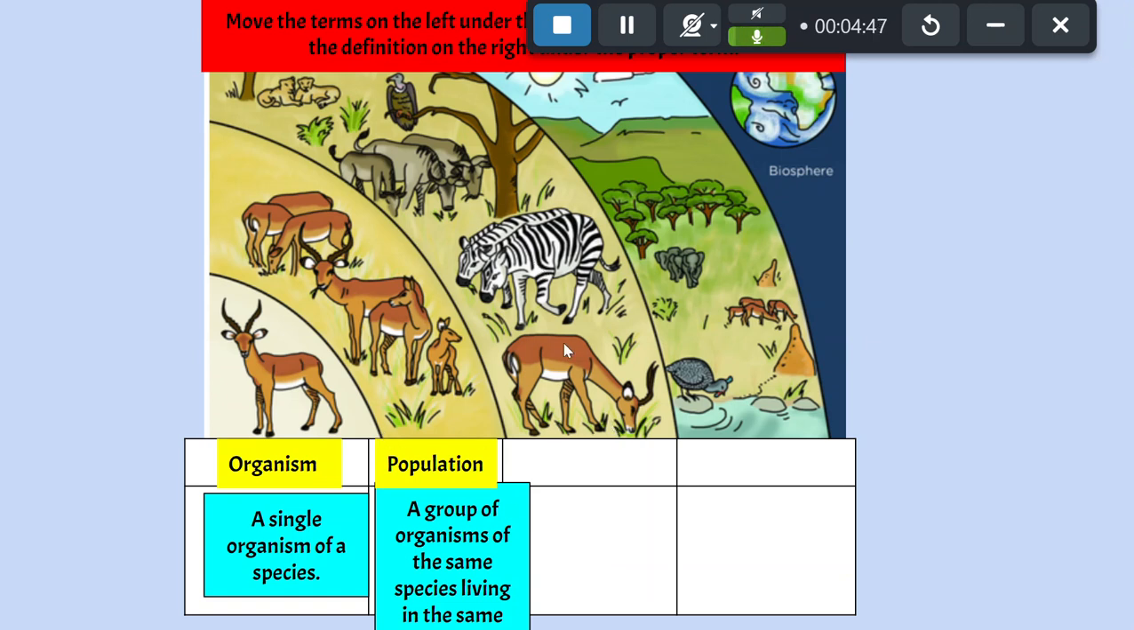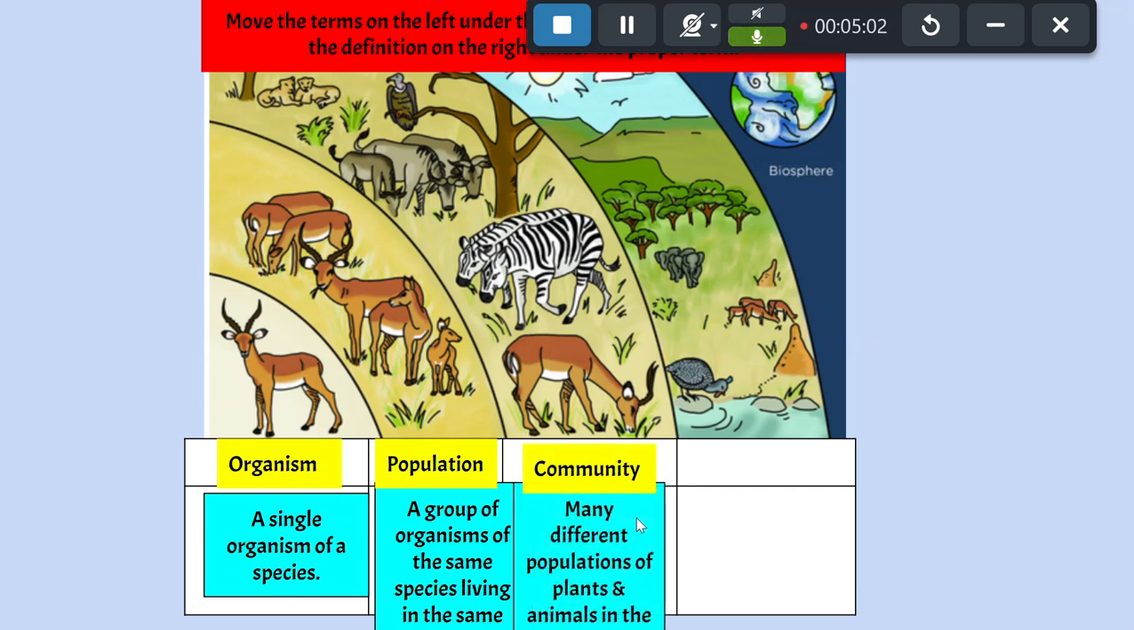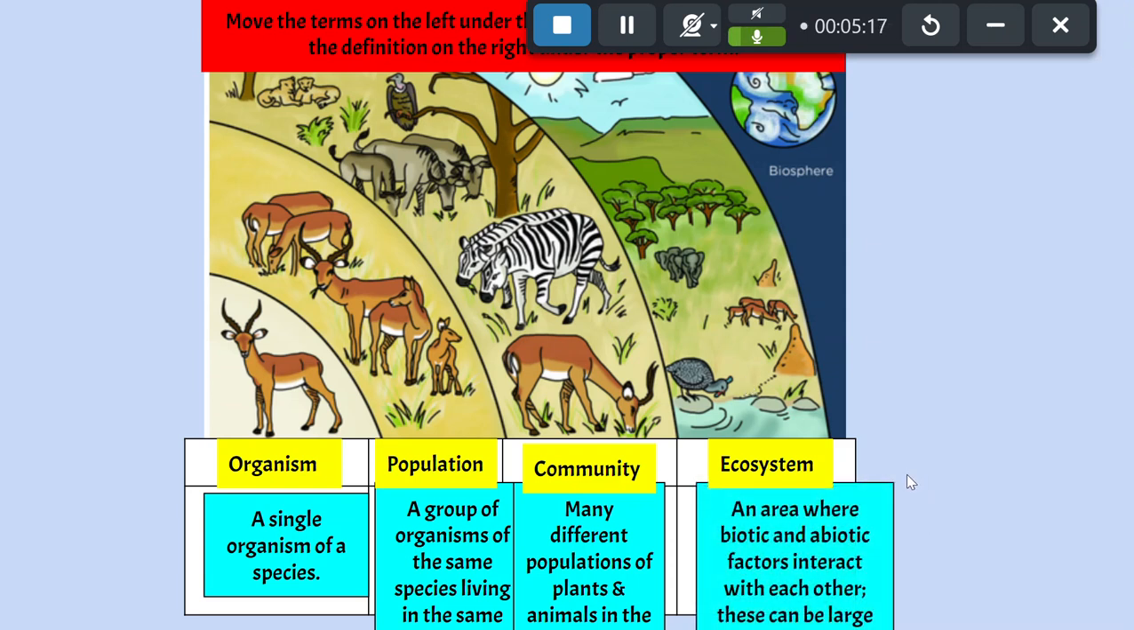Over here, you can see that I have an antelope and some zebras and whatever those are, and a vulture and some lions. So those might be hyenas, I'm not sure. So if I click on this, since I have multiple species, this is now called a community. A community is many different populations of plants and animals in the same environment or ecosystem. And then our last picture, you can see this is an ecosystem. So we are thinking about an area where we have the biotic and abiotic factors that are interacting with each other.